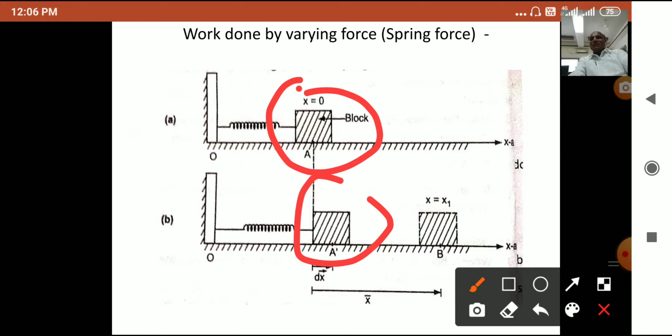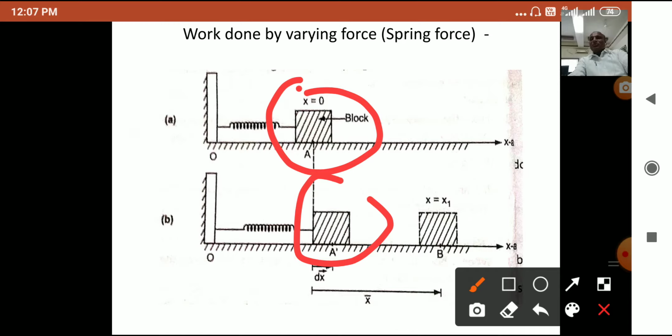The force varies as the block moves from A to A dash, which is shown by a red circle. As the displacement is small, the force may be taken as constant. It varies, but due to the small displacement the variation in the force is also very small, so we take it as a constant.